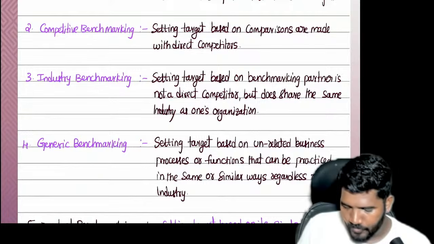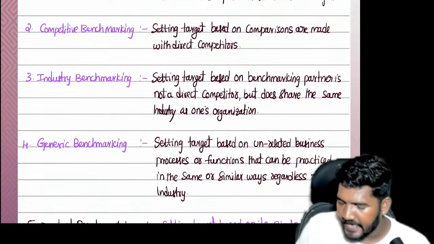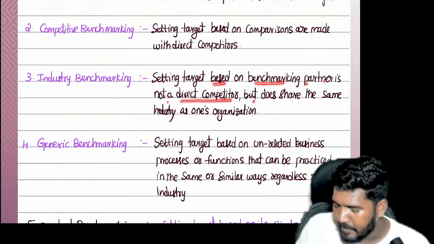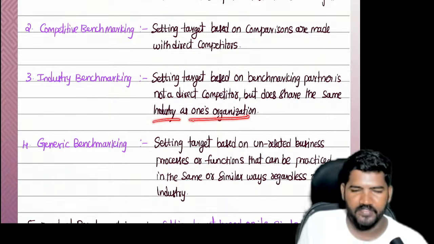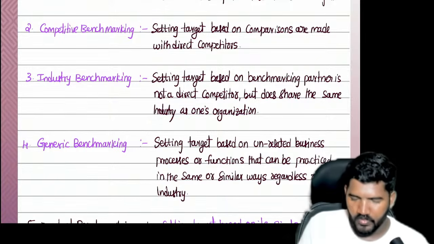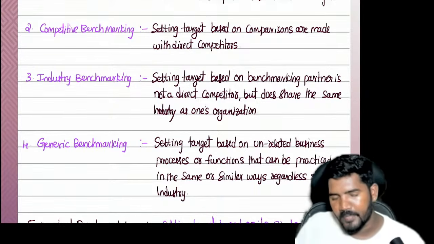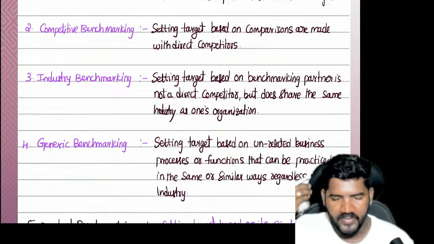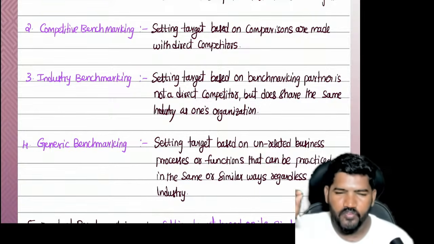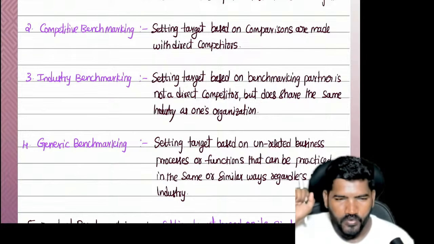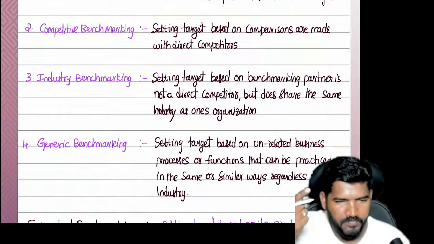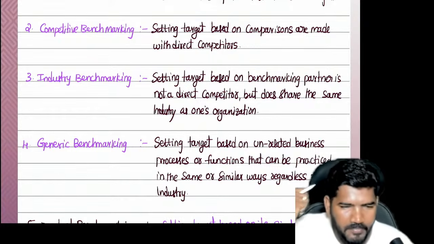Next, industry benchmarking: setting a target based on a benchmarking partner that is not a direct competitor but does share the same industry as one's organization. For example, in the cement industry, we have a lot of companies: Bharathi Cement, Sagar Cements, etc. Individually they are known as companies; in total they are known as the industry. If Bharathi Cement sets a target based on the industry, that is called industry benchmarking.